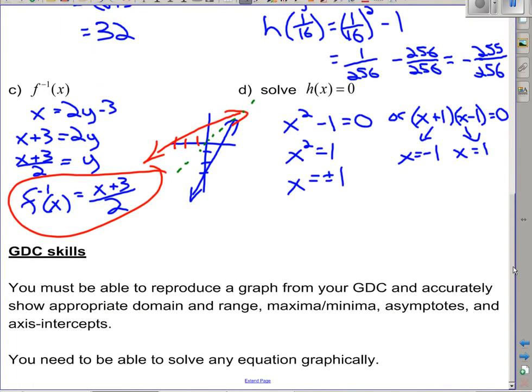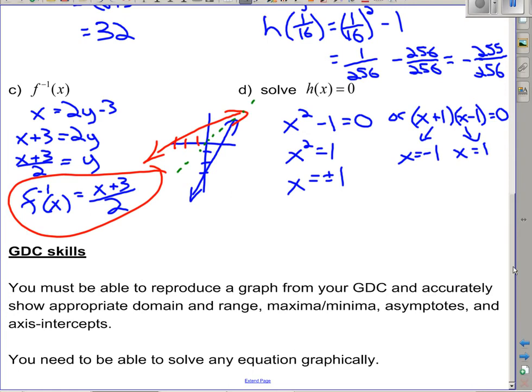As far as GDC skills go with functions, you need to be able to reproduce a graph from your GDC and show appropriate domain and range. So you need to be able to work with your window settings. You need to be able to show maxima and minima, and your calculator will actually figure out where those maxes and mins are. Asymptotes and axis intercepts.